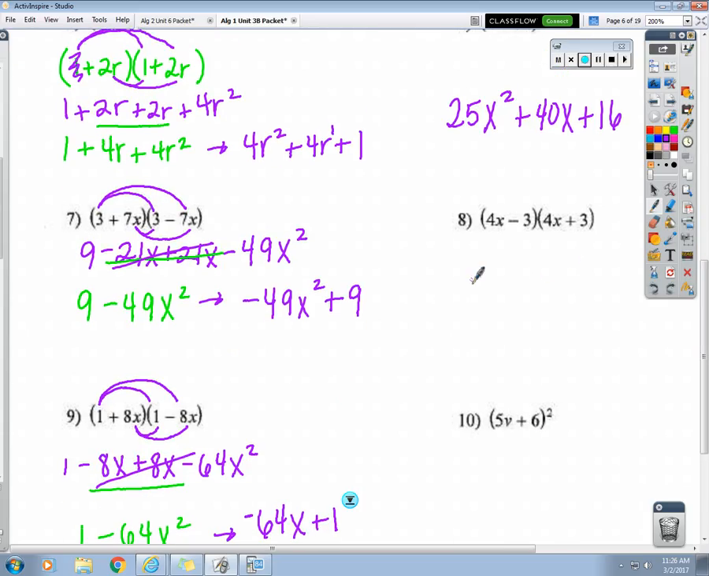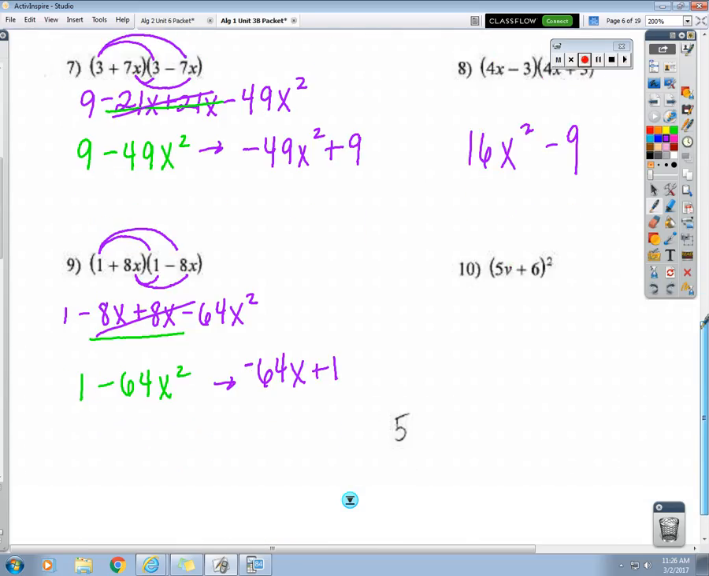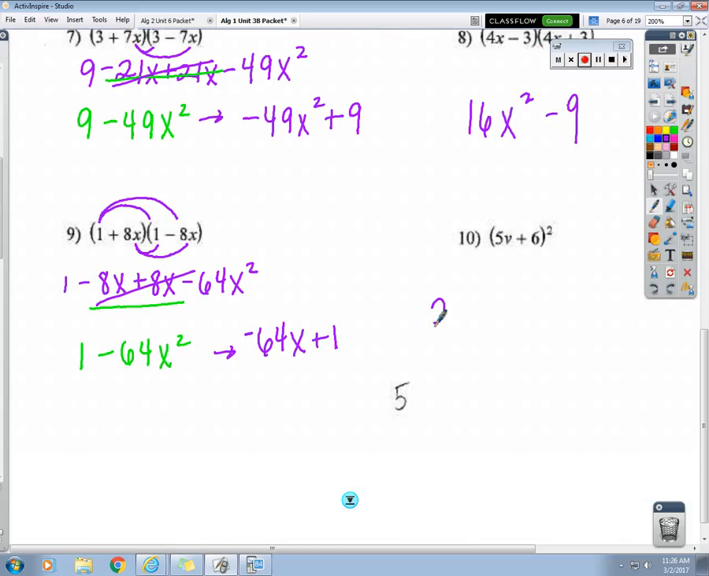Number 8, 16x squared minus 9. And why is it only a binomial instead of a trinomial? Because everything up here is the same except for the sign, which means the middle cancels out. And then number 10, 25v squared plus 60v plus 36. Any questions? Okay, turn to page 6.